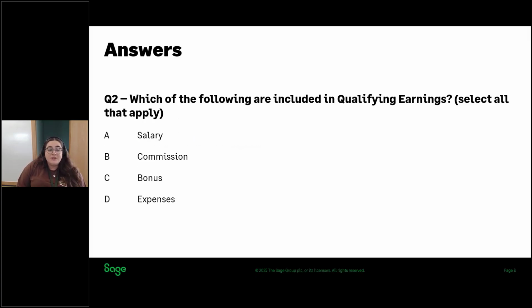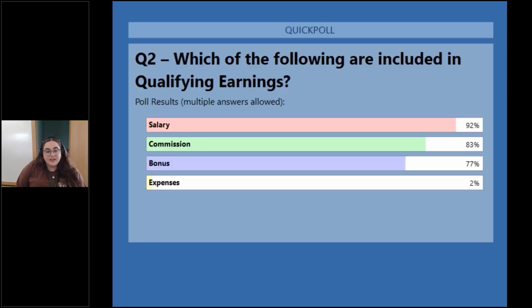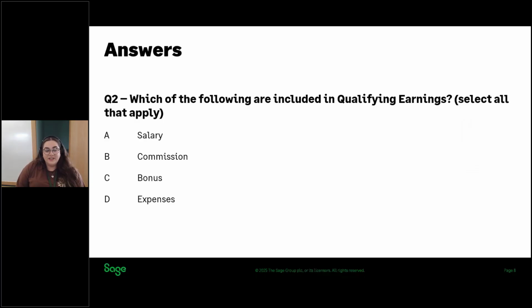Moving on to question number 2. This was, which of the following are included in qualifying earnings? Again, this was a multi-select one. So let's just quickly see what you all thought. Quite a good split across this one, but a lot of you thought that it was salary, commission and bonus. And a lot of you would be correct. So it was A, B and C. Of course, the general rule with this is that most payments that count towards tax and national insurance are included in qualifying earnings, hence why expenses isn't. So that one is not included in qualifying earnings.